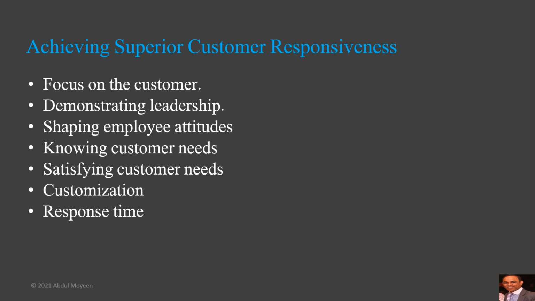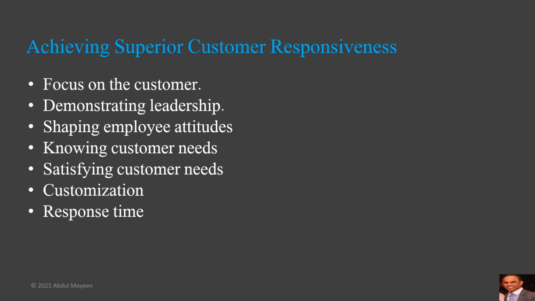So now we have come to the end of the session. In this section, we are going to learn how a company can achieve superior customer responsiveness. In order to achieve superior customer responsiveness, a company must do three things. One, it must give its customers what they want. Number two, it must give the customers the product when they want it, and it must give it at a price that the customers are willing to pay, as long as the company's long-term profitability is not compromised.